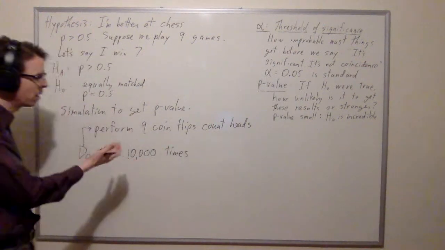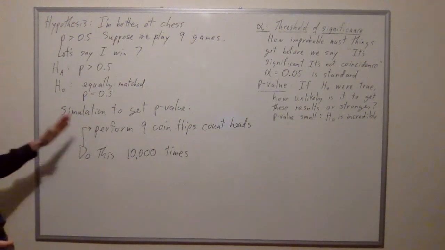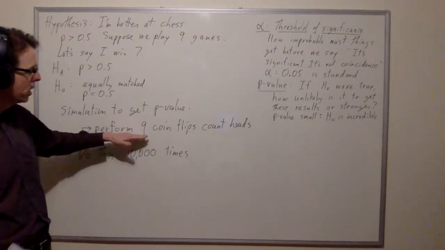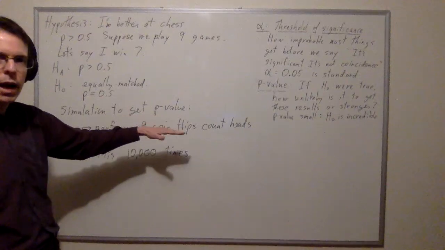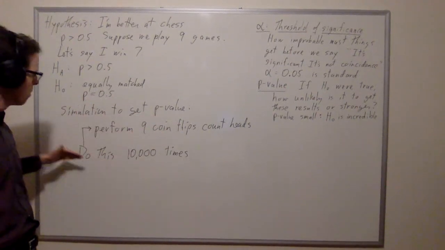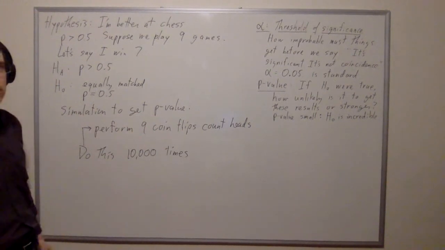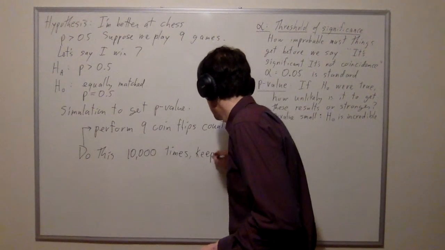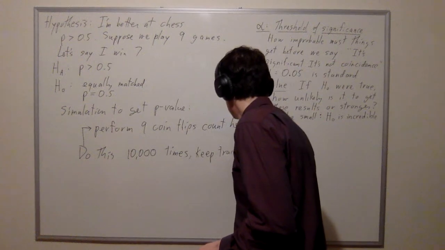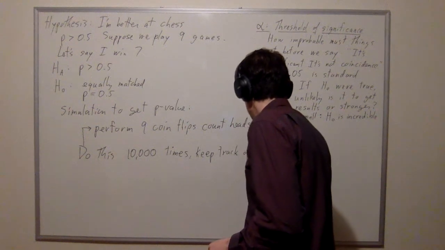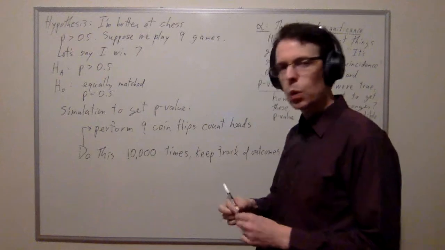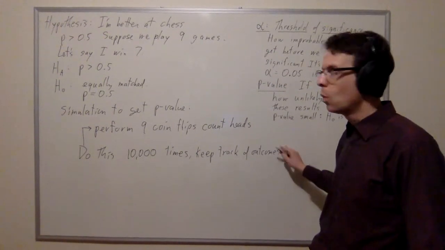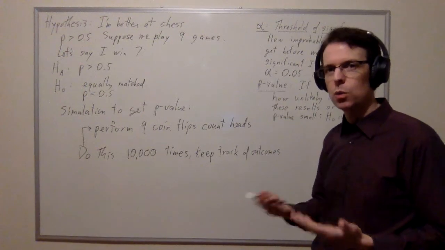10,000 is a pretty big number and it's good enough to get a sense of how things are going to fall out, but small enough that a computer can easily do it. So again, we're going to do the 9 coin flips and count the heads in order to resimulate one experiment, but we're going to repeat that act 10,000 times, and we're going to keep track of the outcomes, right? Because that's the point, keep track of outcomes. And what we're really doing here is producing a broad experience with what happens when two equally matched players play chess.